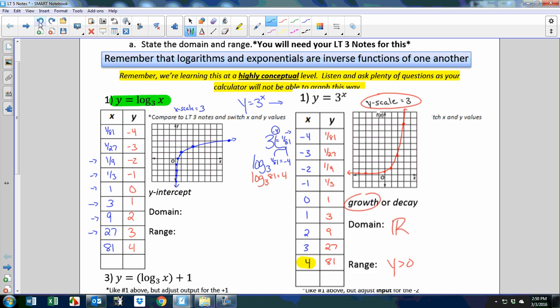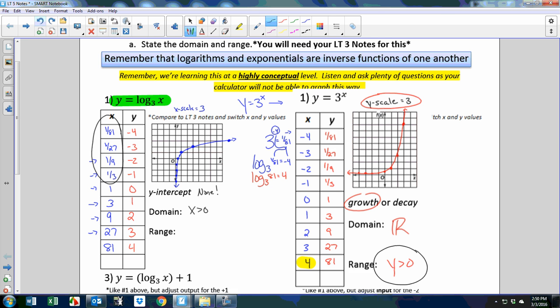Y-intercept: where does that cross the y-axis? Because these fractions over here get closer and closer to 0 but never get there, there is none. And that's going to affect your domain, because all of the points that we can actually plug into this begin at, well, not 0, but bigger than 0. Your domain is x is bigger than 0. Every point that we graph is to the right of the y-axis.